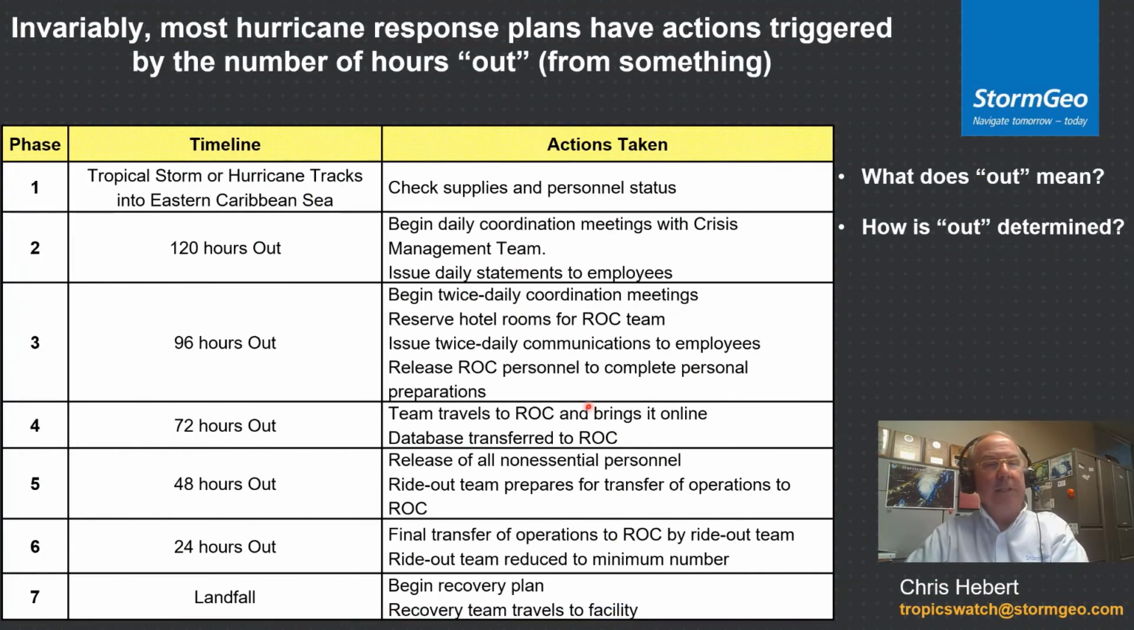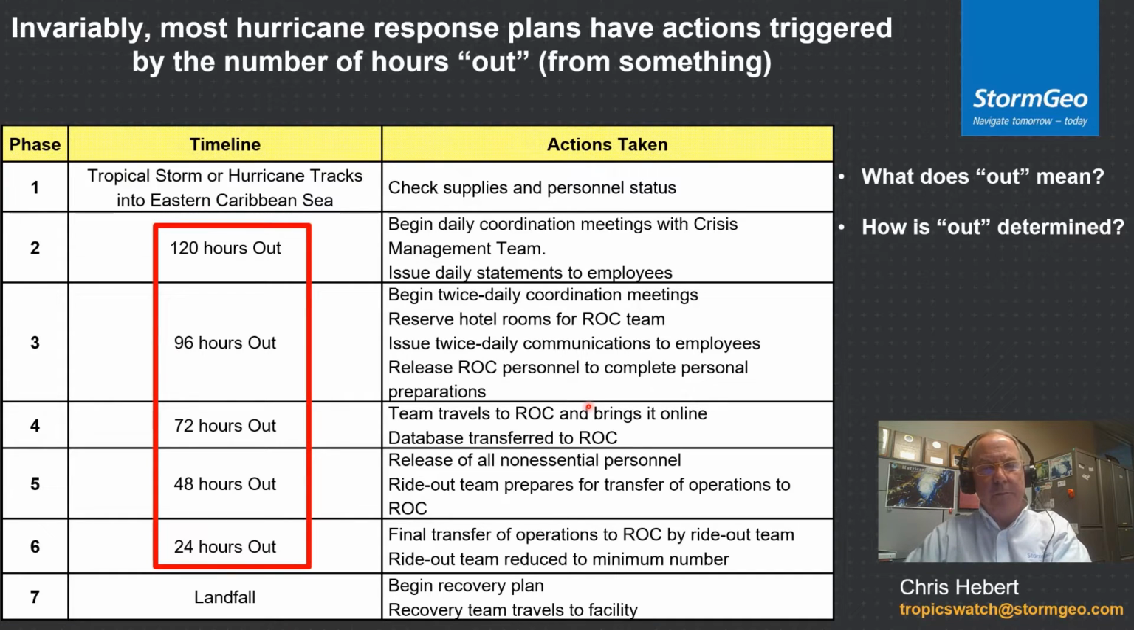And we can see a typical hurricane response plan starts off with that proximity trigger at phase one, but more importantly, this part of the plan. And I've seen hundreds of plans over the decades that I've worked with these response plans. They always look like this: 120 hours out, 96 hours out. And I ask, what does out mean? And almost no one can tell what out means. How do they determine when out is reached? Without being a hurricane expert, it's really hard to determine when you're within, say, 96 hours of being impacted by a hurricane.